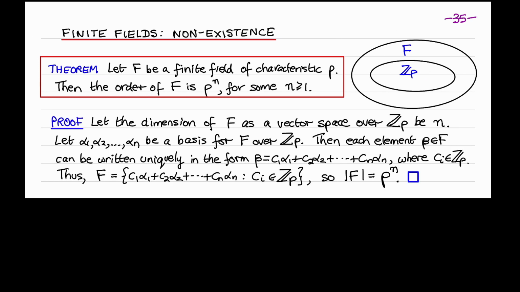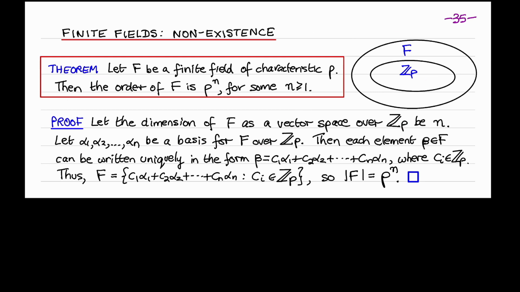Let's prove the theorem. So recall that F can be viewed as a vector space over the subfield of integers modulo P. All vector spaces have a dimension. I'll let the dimension of F as a vector space over Zp be n. Now the dimension of a vector space is the size of any basis for that vector space. I'll let alpha1, alpha2 up to alpha n be a basis for F over Zp.